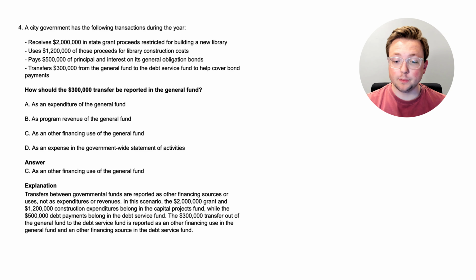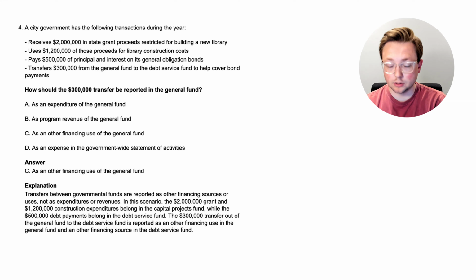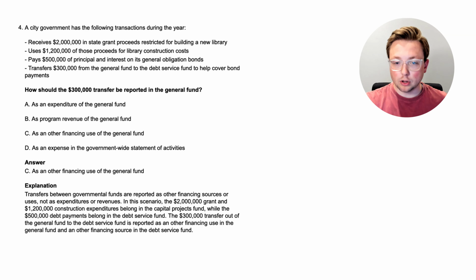In this scenario, the $2 million grant and $1,200,000 construction expenditures belong in the capital projects fund because, again, it has to do with building a new library and the costs where they actually use those funds to make the library. The $500,000 debt payments belong in the debt service fund because they're paying off long-term debt from general obligation bonds. And by the way, the fact that it's general obligation bonds tells you that it's not in a fiduciary or a proprietary fund, because general obligation bonds are just for general use. A lot of times general stuff is in the governmental funds. So anyway, $500,000 is debt service fund.